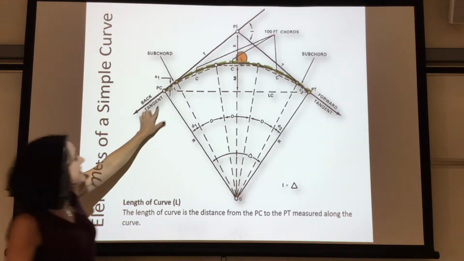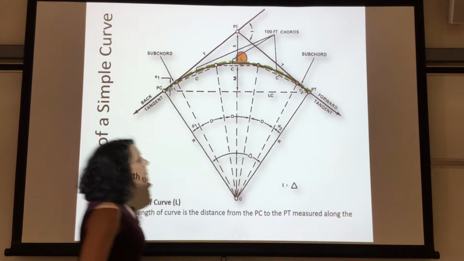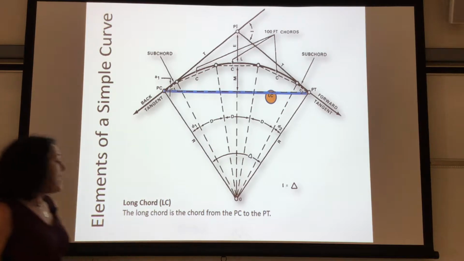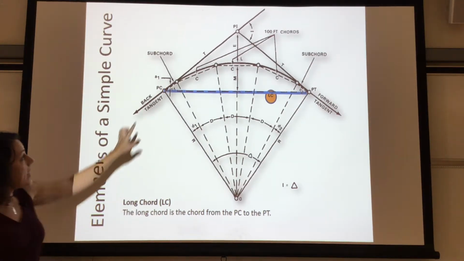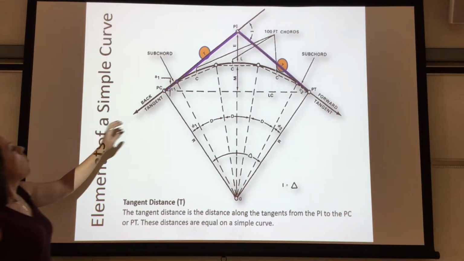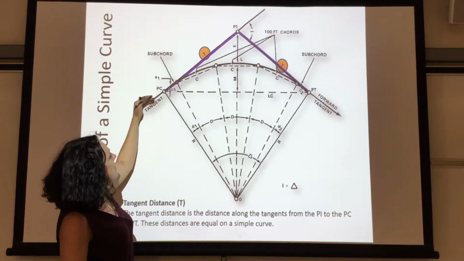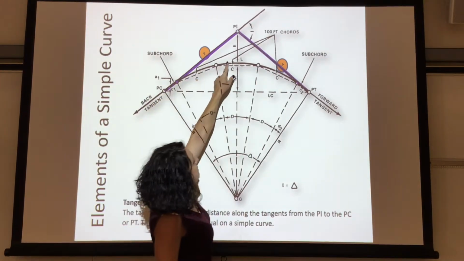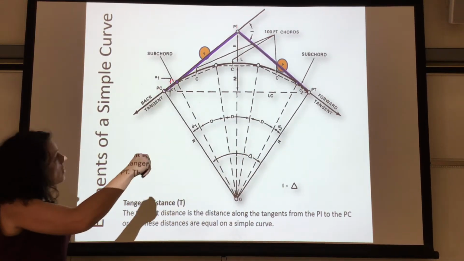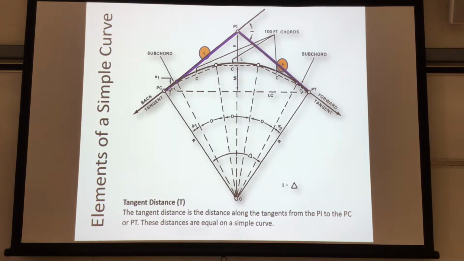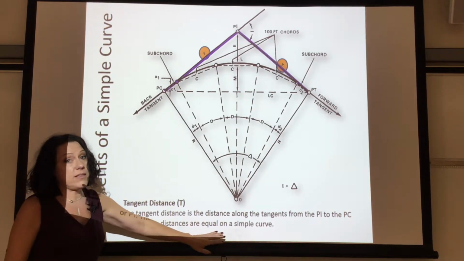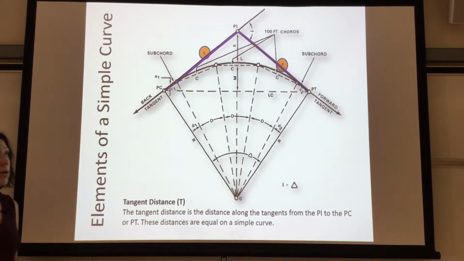Now you've got the length of curve. The length of curve is the arc length distance from the PC to the PT. The LC, the long chord, is the chord length between the PC and the PT, the straight line. The tangent length: so I've got a straight line, hit my PC, and then it hits the PI. From the PI to the PT, those straight lines are called tangent lengths. The tangent distance is the distance along the tangent from the PI to the PC or PT. These distances are equal on a simple curve. Now, only for a simple curve.